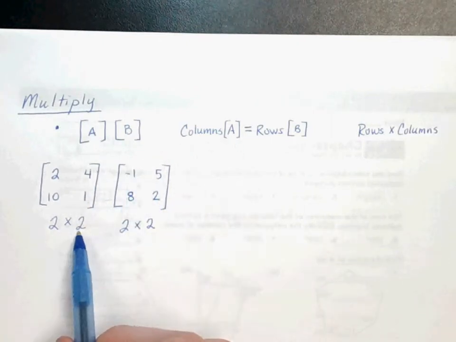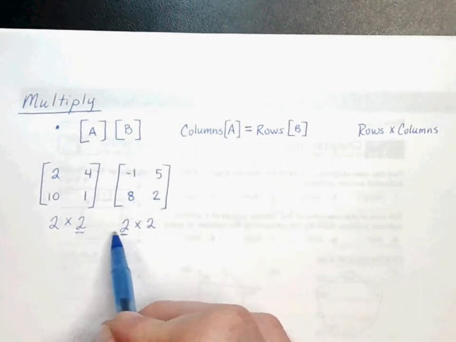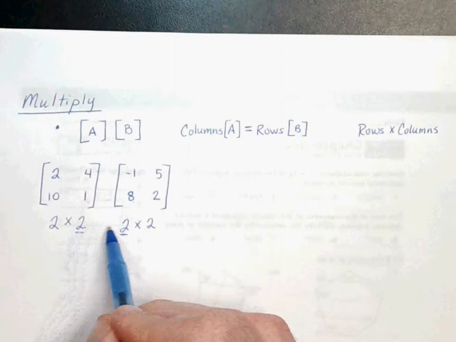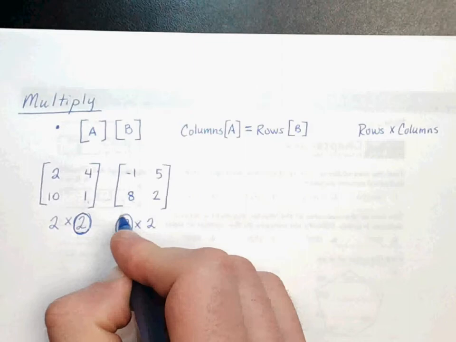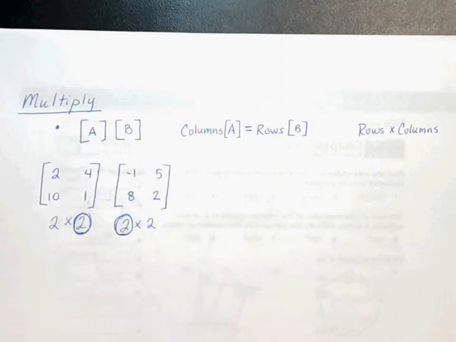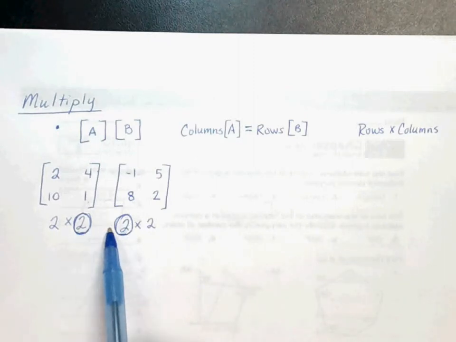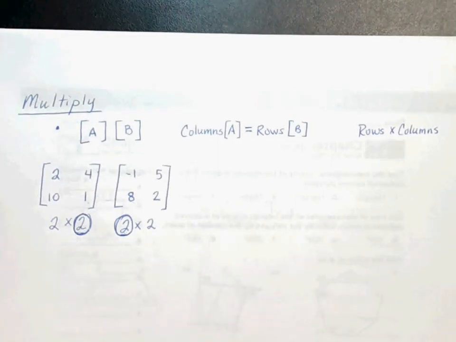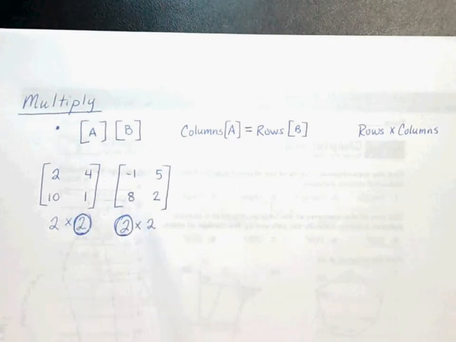The columns of A is this number, and the rows of B is this number, these two inside numbers. So what we're going to do is we're going to look at these inside numbers. If these inside numbers match, then we know that we can multiply these together and it'll work. Right? In this case, they are the same. Okay? This is 2 and that's 2. They're the same, so we know, yes, I can multiply. If they weren't the same, then we would say NA. Right? We can't do it.